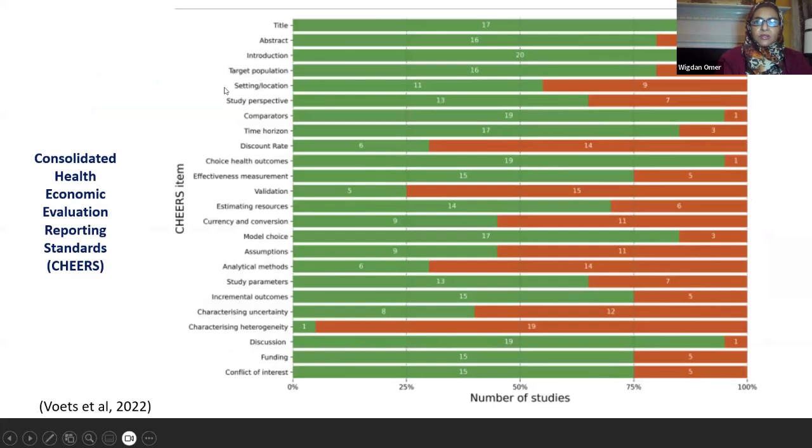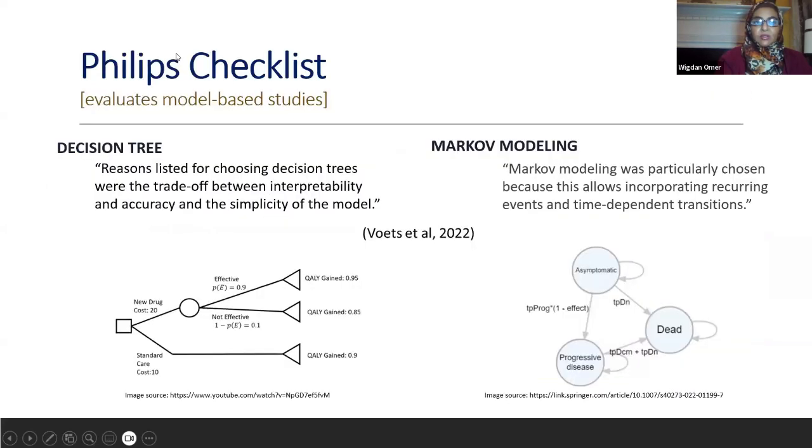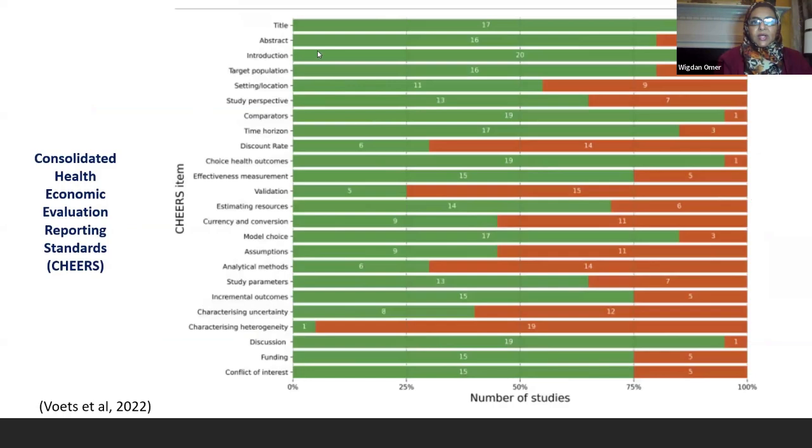Here's the list of 24 items of CHEERS: abstract, introduction, target population, setting location, study perspective, comparators, time horizon, discount rate, choice of health outcome, effectiveness measurement, validation, estimating resources, currency and conversion, model choice, assumptions, analytical methods, study parameters, incremental outcomes, characterizing uncertainty and characterizing heterogeneity, discussion, funding, and conflict of interest.